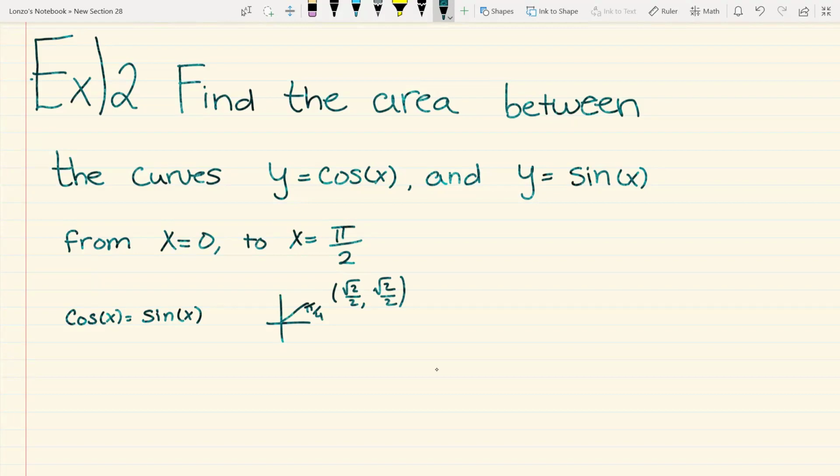Now, what we're going to do next is, we're definitely going to use pi over 4. I think that'll be our intersection, because you know how cosine goes up to the max, and then sine starts at the origin. So they are going to intersect.